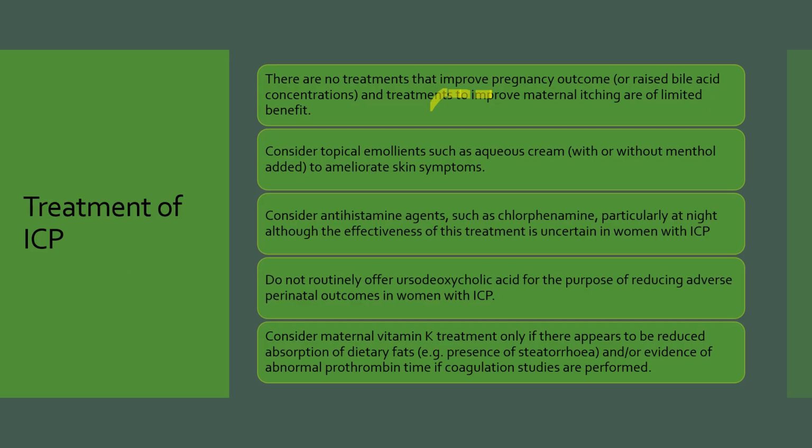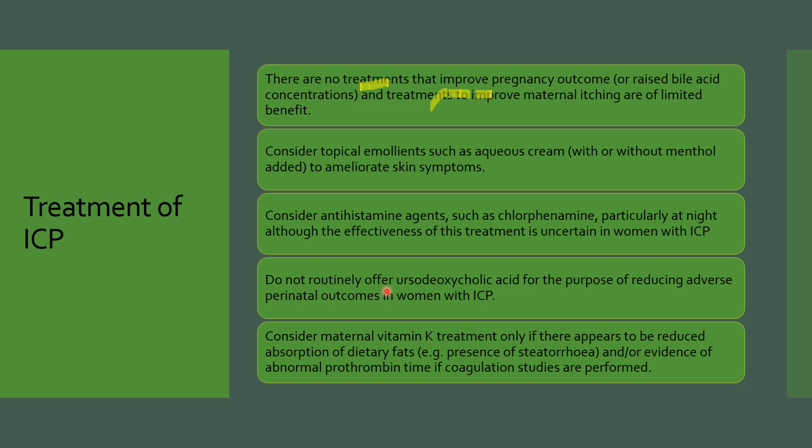Now coming to treatment of ICP. There are no treatments that can improve pregnancy outcome, or any treatment has limited benefit. But we can consider some treatments that are symptomatic, such as topical emollient such as aqueous cream with or without menthol that can improve skin symptoms. And consider an antihistamine agent such as chlorpheniramine that can improve itching at night. And the effectiveness of this treatment is uncertain in women with ICP.